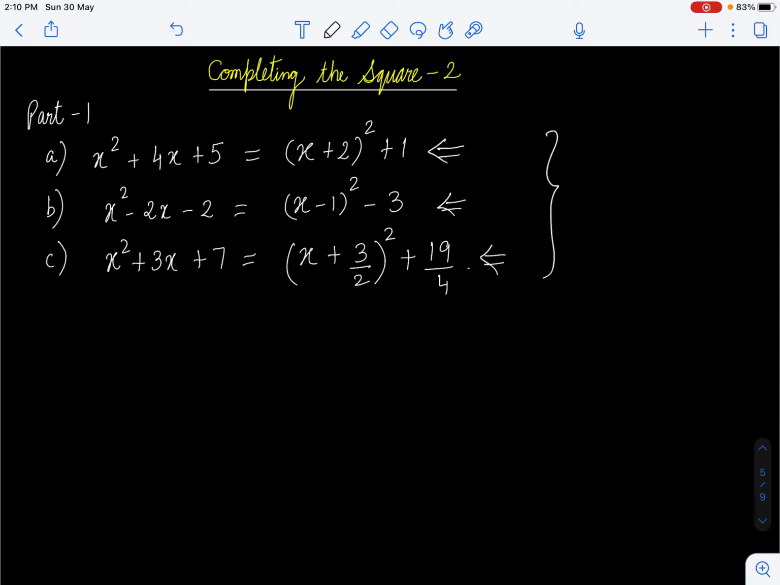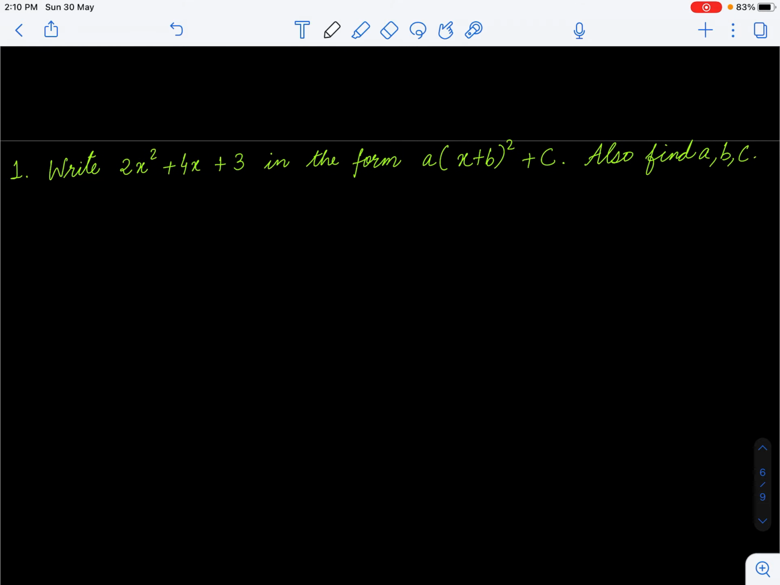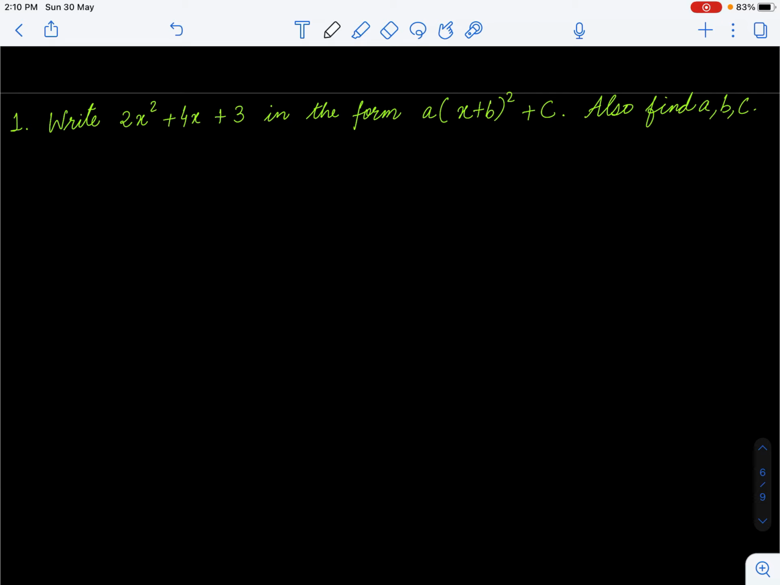So now what's in part 2? Now you can observe that in all these three questions, the coefficient of x square was 1. Correct? So now in part 2 we are going to look at questions where the coefficient of x square is not 1. So for example, when the coefficient of x square is 2, how can we write this by completing the square? Now there are a couple of methods for this, but based on my experience, what I think is perfect for students and easy to learn is this method. So we are going to try this.